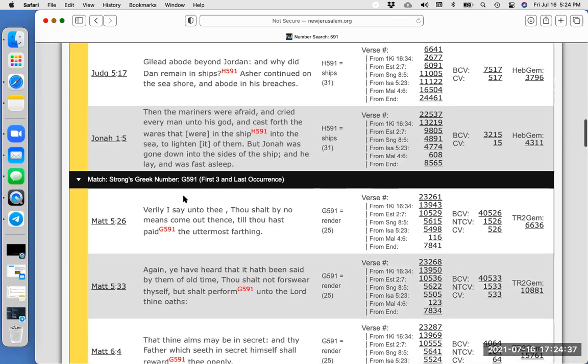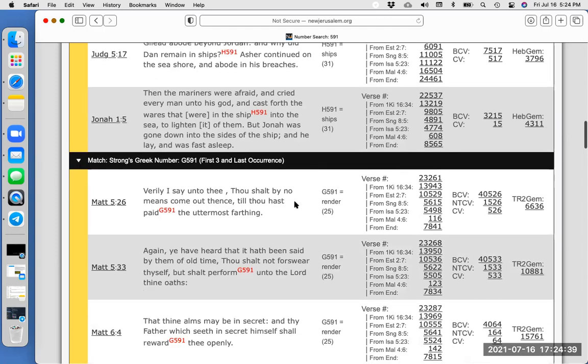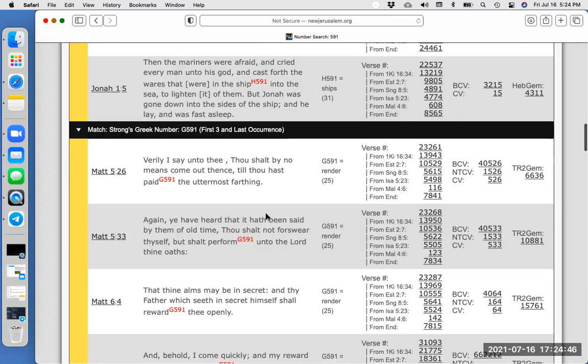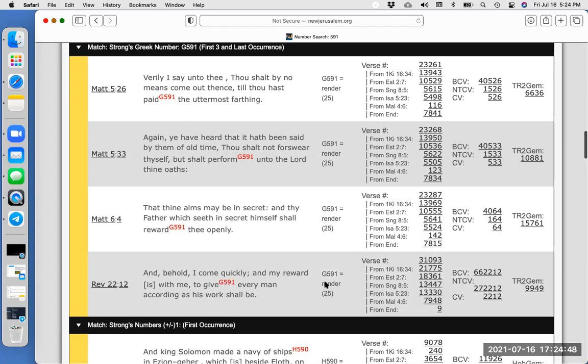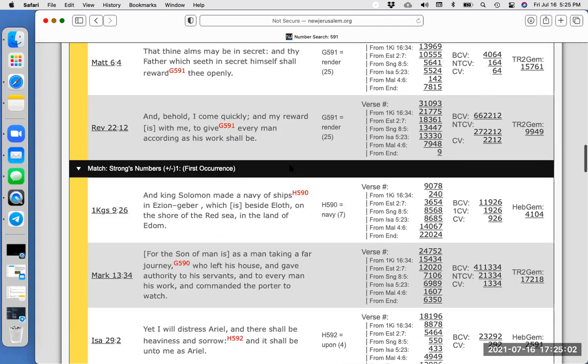And here is, verily I say to you, thou shalt by no means come out thence till you've paid the uttermost farthing. Behold, I come quickly, that thine alms may be in secret, and thy Father, which is in secret, himself shall reward you openly. Thou shalt not forswear yourself, perform unto the Lord your oaths.